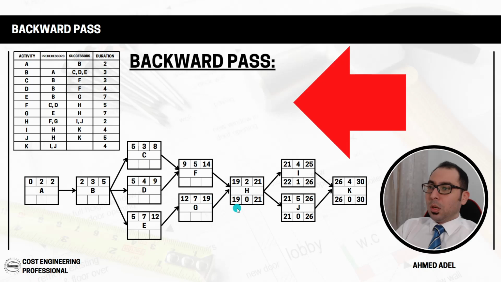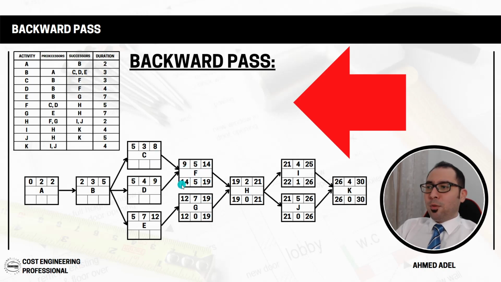Okay, let's continue. Now we have activity F and activity G. Since I have 19 here, the 19 will come here and here because it is only one number. The 19 will come as a late finish here and here. And again, if I want to calculate the float, it is late minus early. So 19 minus 14, that's 5. Or 14 minus 9, that's also 5.